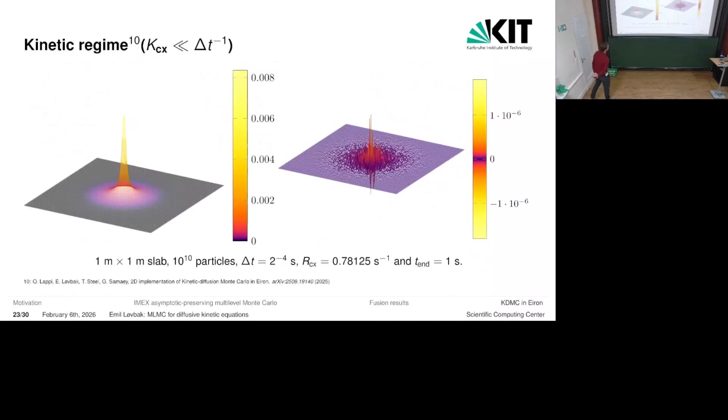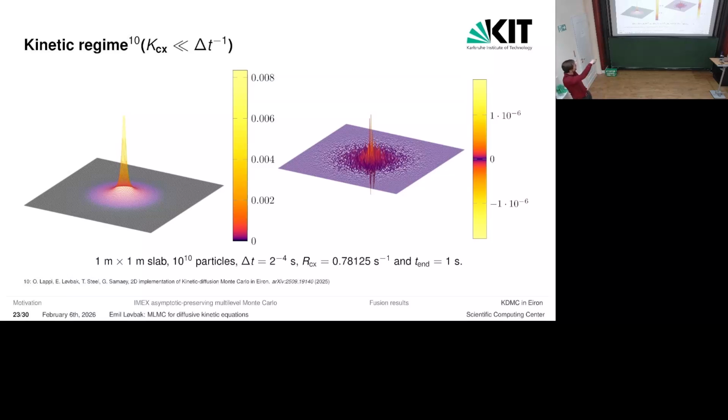And we implemented this into a 2D fusion adjacent code, let's say, called iron. And I just wanted to show you that we have some more fancy looking plots in this setting. So here we have the kinetic regime, right? Where here we have our KDMC simulation. So this is the asymptotic-preserving scheme. It looks a bit peaked. There's this kind of exponential decay that I showed you before in 1D, but now it's 2D.